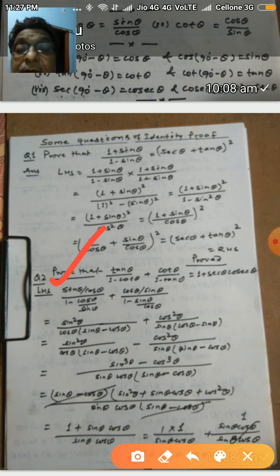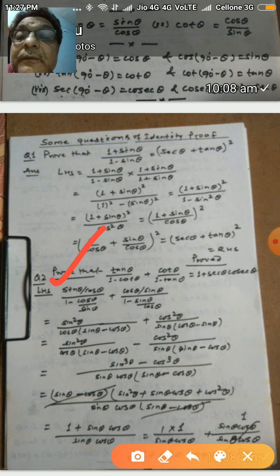Now we take the second question, where it is to be proved that tan theta by 1 minus cot theta plus cot theta by 1 minus tan theta is equal to 1 plus sec theta into cosec theta. This is also given in NCERT. The common trick in proving identities in trigonometry is that we generally change the other ratios and bring them into sine and cos.